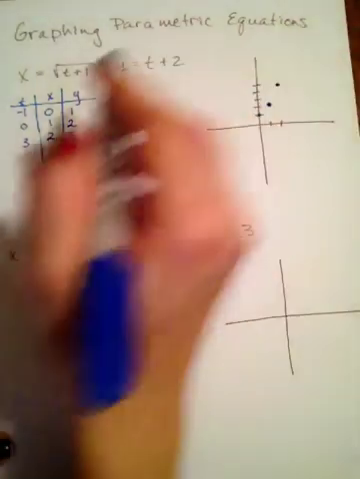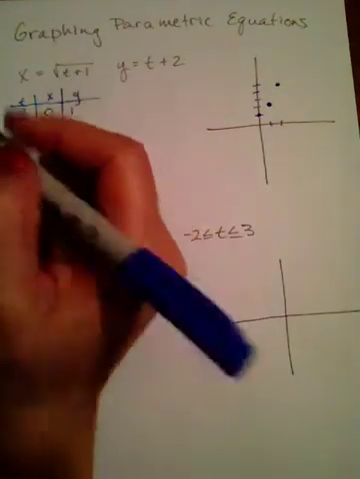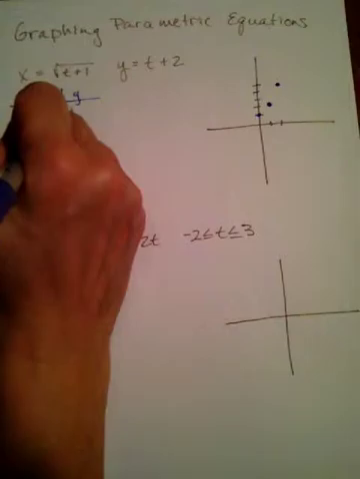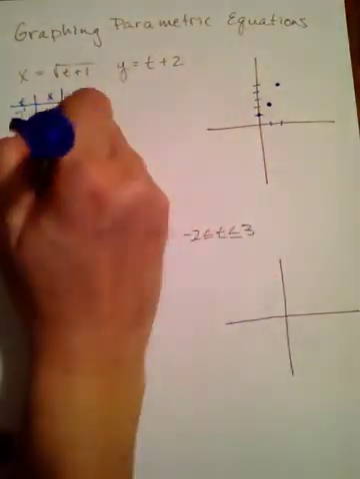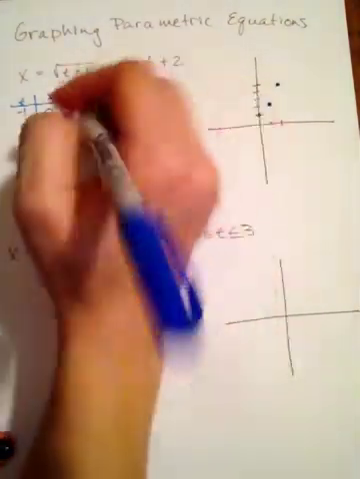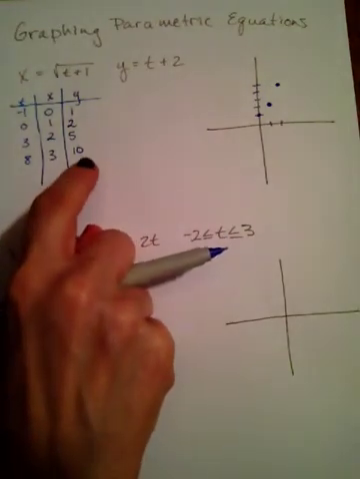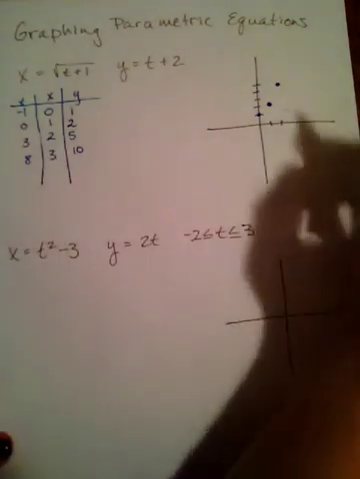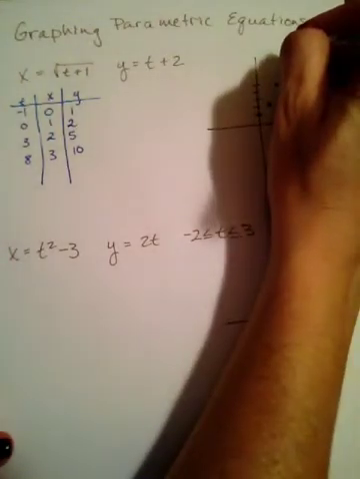I'm going to do one more point. The next nice thing to look at after 4 would be 9, so my t would be an 8. So 8 plus 1 is 9, the square root of 9 is 3. And then over here, 8 plus 2 is 10. So you can see that my y values are increasing much faster than my x values. So when t equals 3, we're going to be way up here.